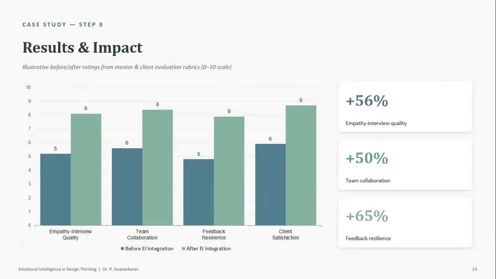And these are some of the key results that are considered to be more impressive and impactful. Empathy interview quality improved significantly. Team collaboration became much stronger compared to earlier. Students demonstrated greater resilience during feedback. Overall project quality and client satisfaction increased substantially. This clearly illustrates the educational value of emotional intelligence.